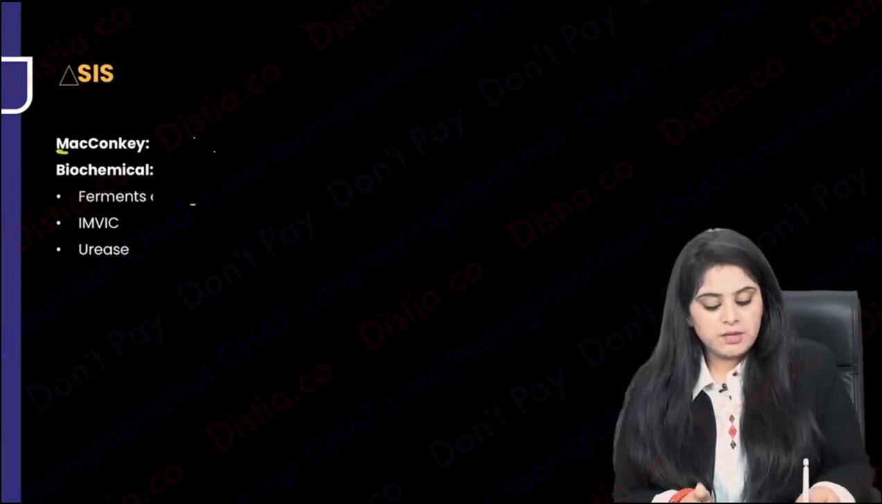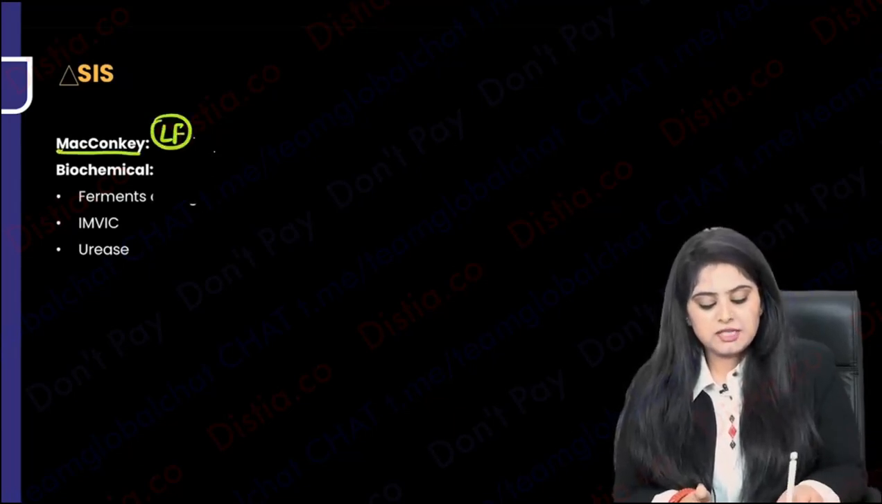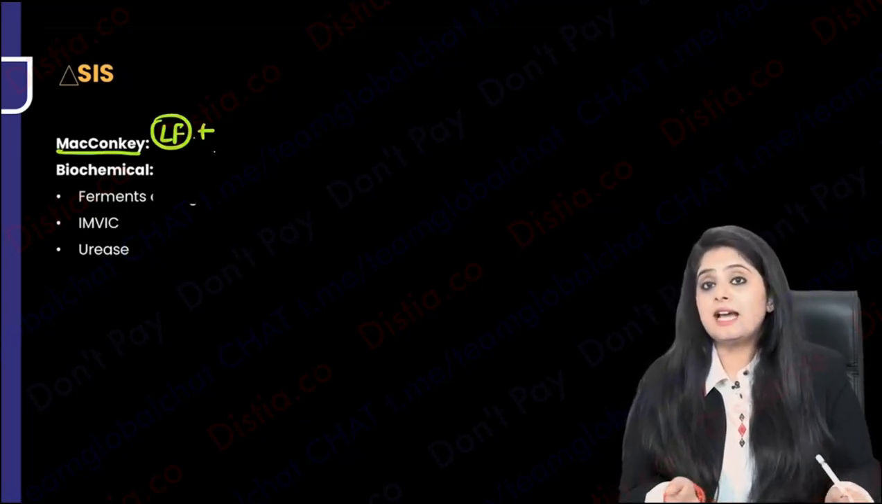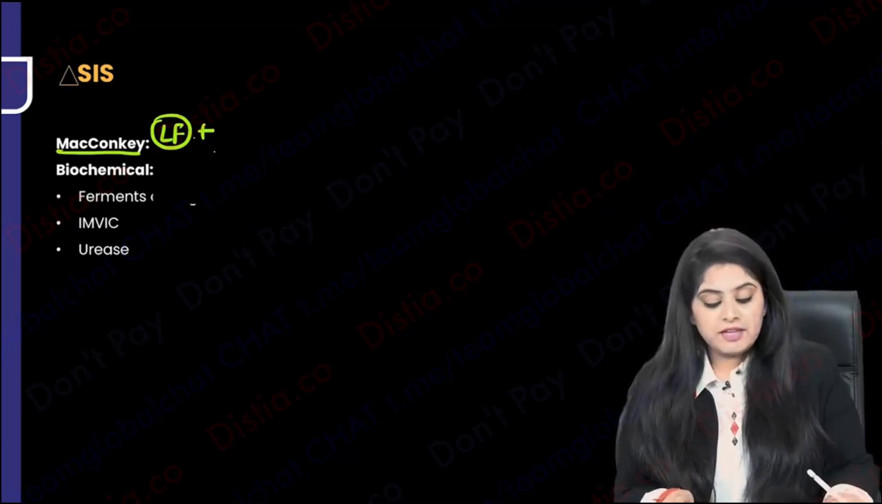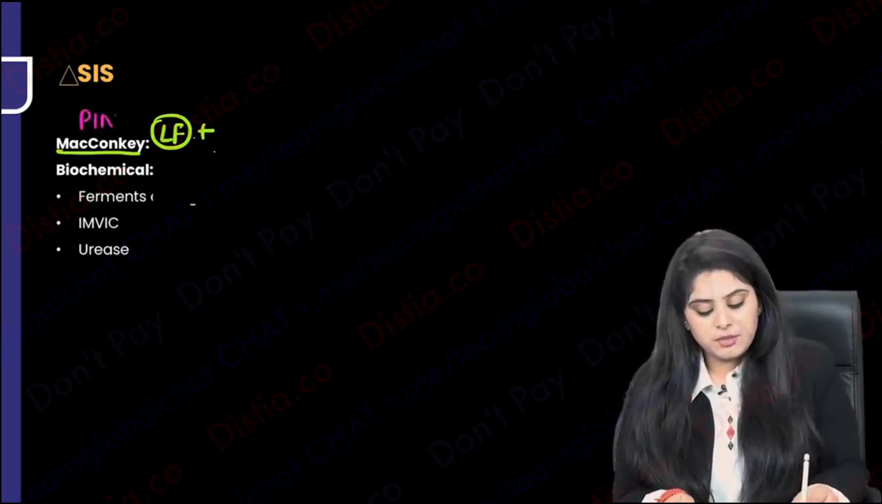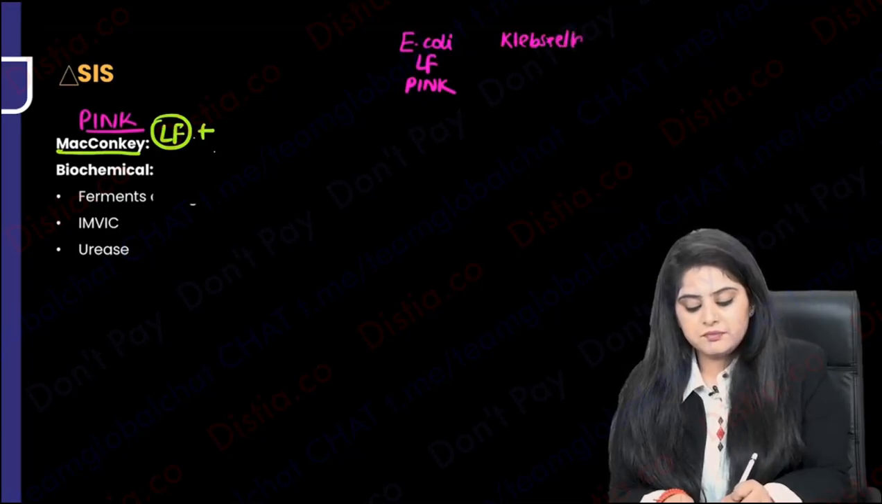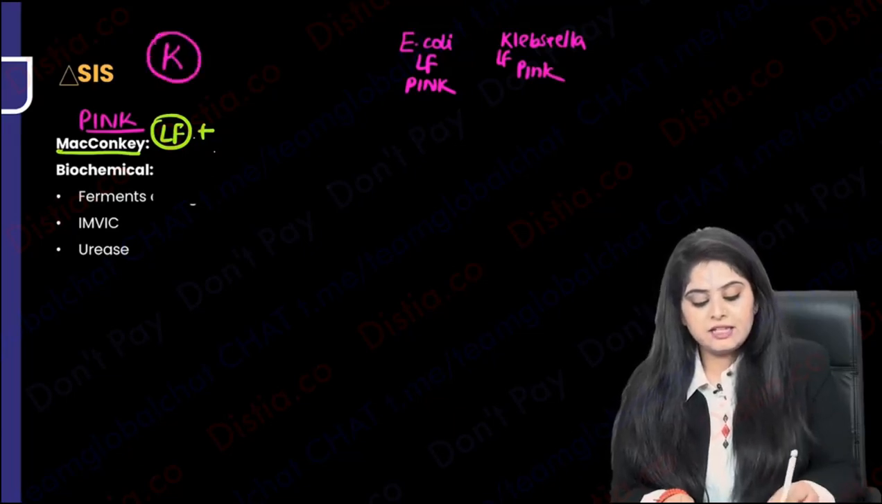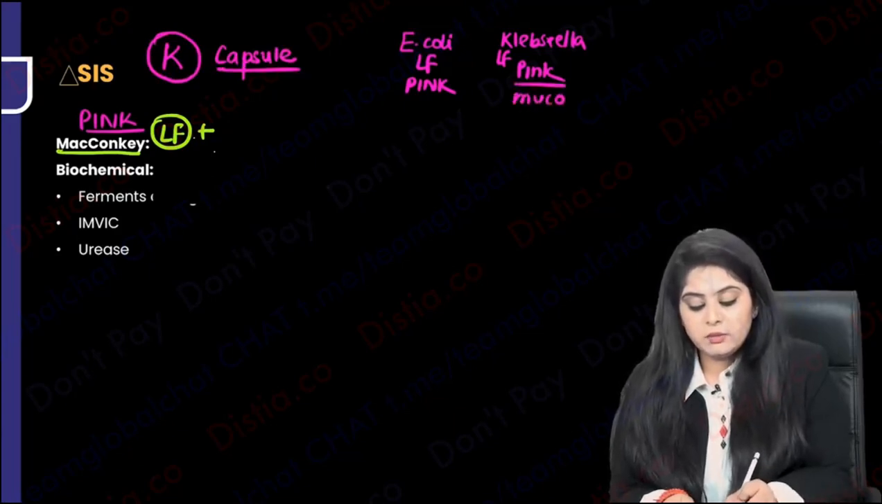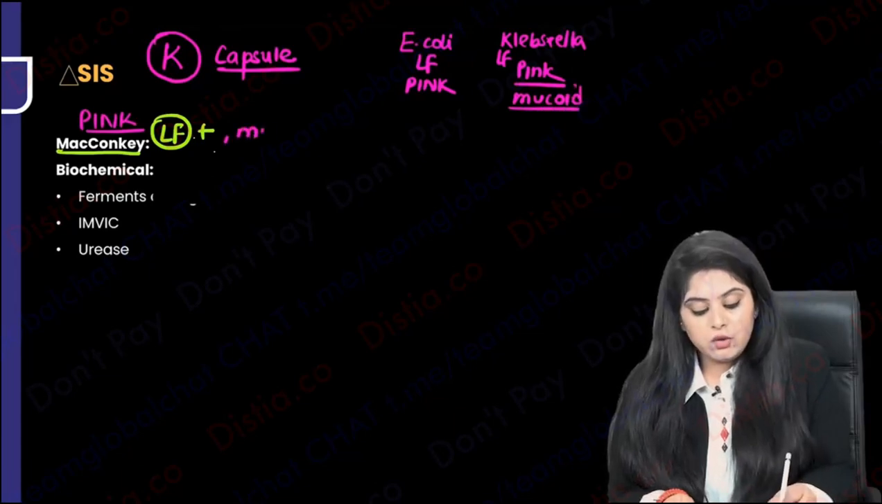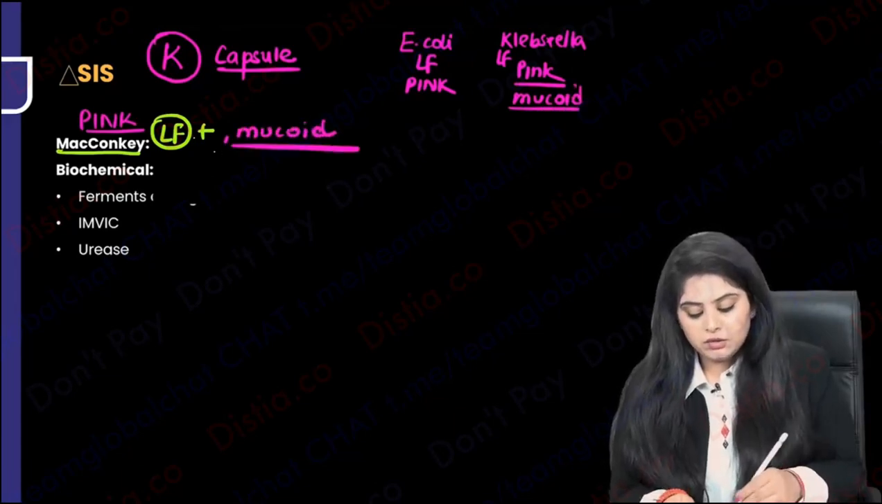Let's see. So tell me, on a MacConkey agar, is it a lactose fermenter? Yes, E. coli, Klebsiella, they are lactose fermenters. But did you also notice that on MacConkey what color do we get for lactose fermentation? You get a pretty pink color. So now if I ask you, E. coli is also going to be a lactose fermenter and is going to give you a pink color. And Klebsiella is also a lactose fermenter and is going to give you a pink color. How will you differentiate? So you will say Klebsiella has a capsule. Anything that has a capsule will not only give you a pink colony, but will also give you a mucoid colony, not just a pink colony, also a mucoid colony.